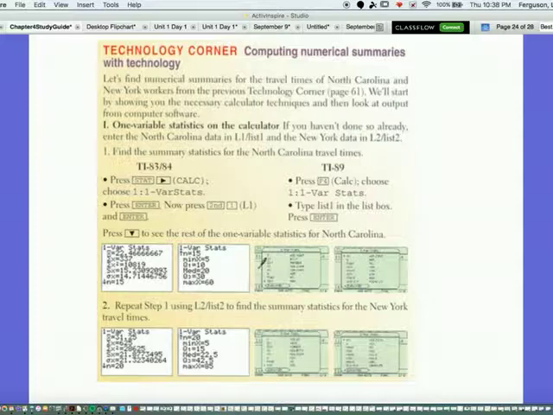Of course, the good thing about having all this technology at your fingertips is that you can always find this information using your calculator as well. If we went back to our example about the North Carolina travel times and the New York travel times, we could find our mean, our standard deviation, our variance, and all of that by using the calculator. I'd be happy to go over these in class if you'd like.